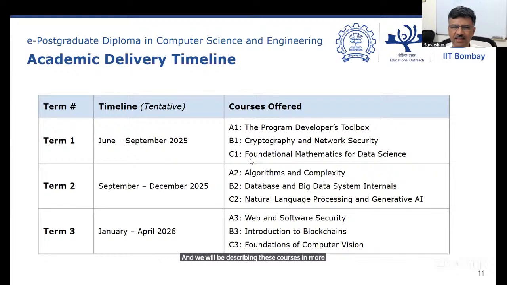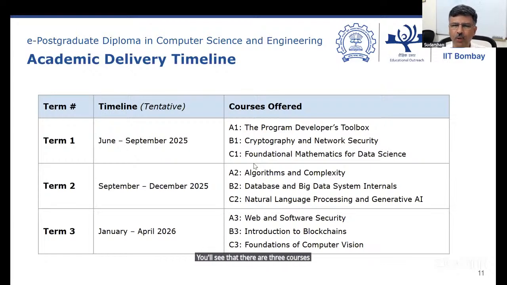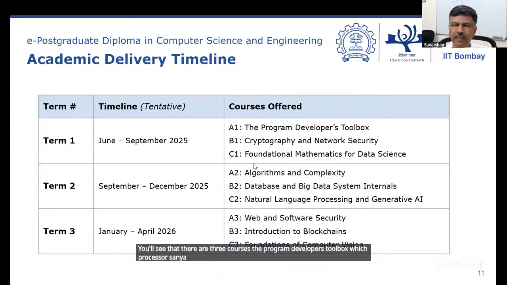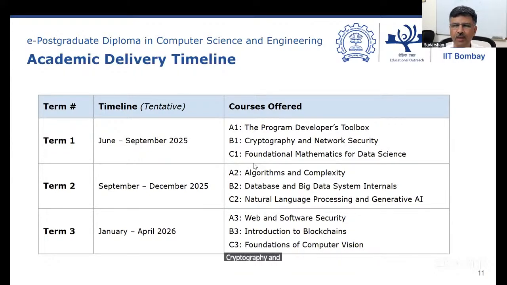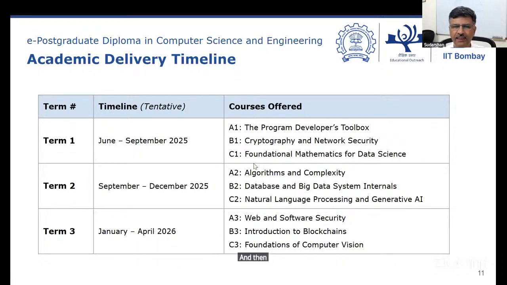But the first term, which is June to September, you will see that there are 3 courses. The Program Developers Toolbox, which Professor Sanyal, if he has joined, will tell you a little bit more about. Cryptography and Network Security, which Professor Kameshwari, who is teaching it, will tell you a bit more about. And finally, Foundational Mathematics for Data Science, which Professor Sharath will tell you more about. And then we have the baskets in the subsequent semesters. Can you go to the next slide, please?